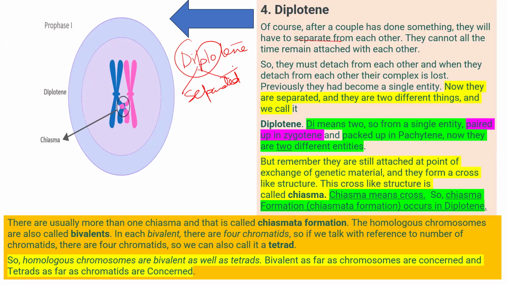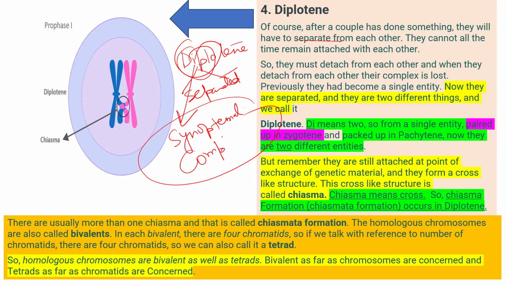When they separate, the synaptonemal complex vanishes. There is no complex because they started fighting in diplotene. They are not thinking of each other and they started fighting. So in the diplotene stage, the synaptonemal complex protein disappears. Di means two. They now become two. So they are now separated.